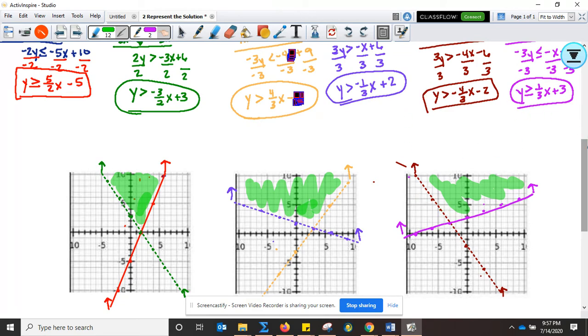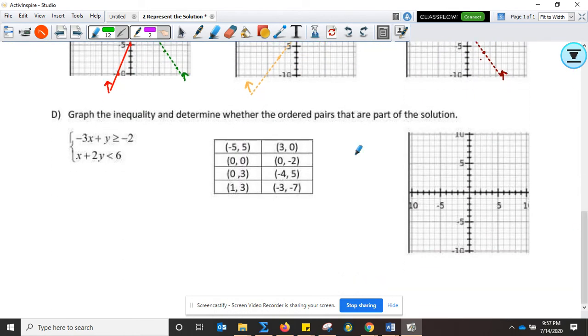Okay, so let's go on down to example D. Graph the inequalities and determine whether the ordered pairs are part of the solution. Okay, so let's start by graphing these, not the ordered pairs, the inequalities. Negative 3x plus y is greater than or equal to negative 2. So I'm going to add 3x. What I do to one side, I also do to the other because I'm an equal opportunity mathematician. Y is greater than or equal to 3x minus 2.